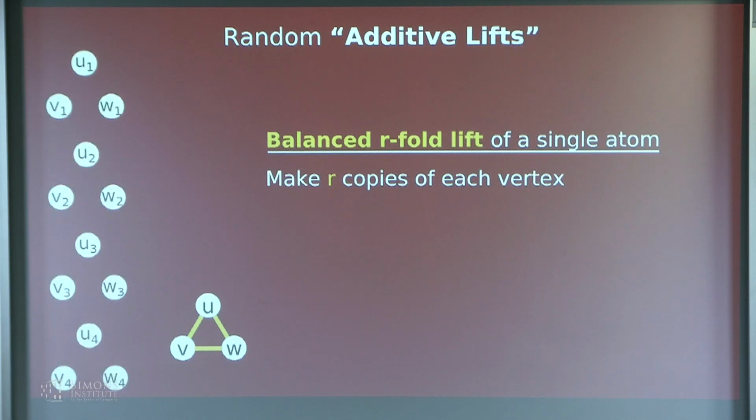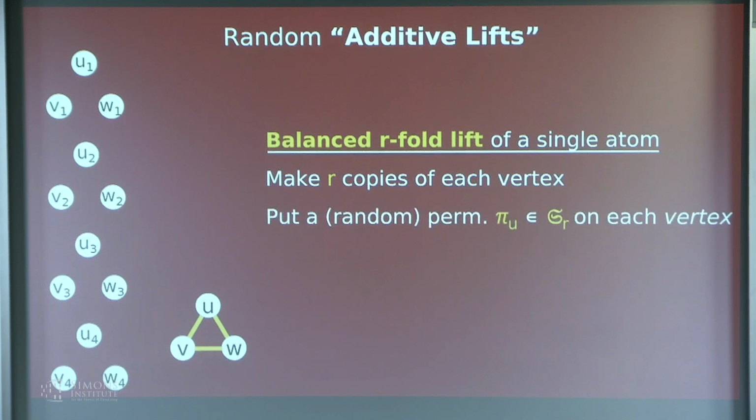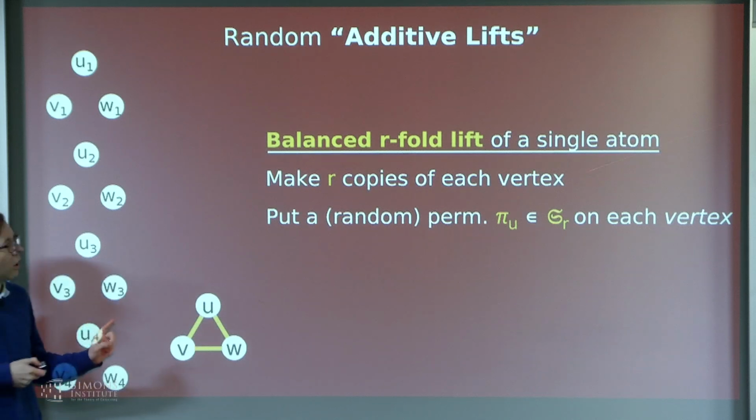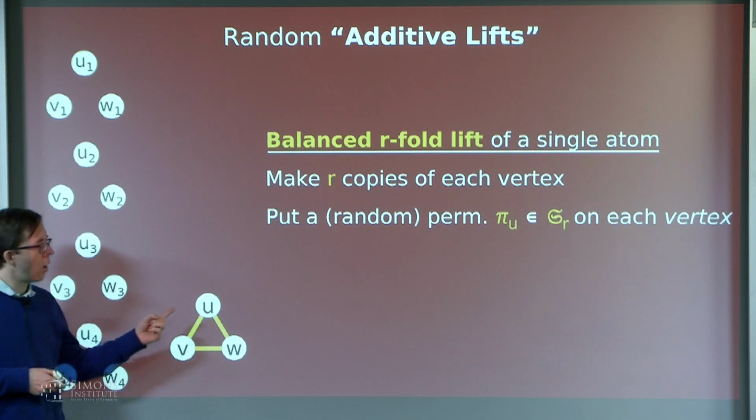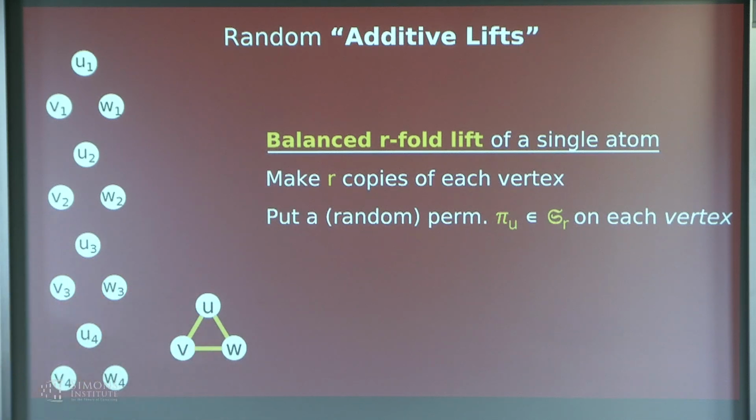So in my example here, R is going to be 4. I'm going to make a 4-fold balanced lift of this triangle. And then I'm going to put some edges in here. So the first thing I'm going to do is put a random permutation from the symmetric group of order 4, or R, on each vertex. This is different from the usual lifts where you put random permutations on the edges. I'm going to put a random permutation on each vertex. Okay, so here's an example.